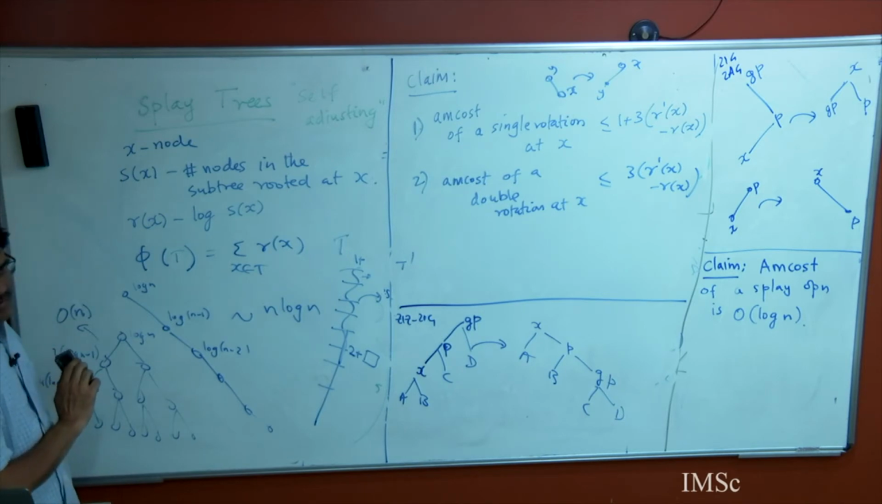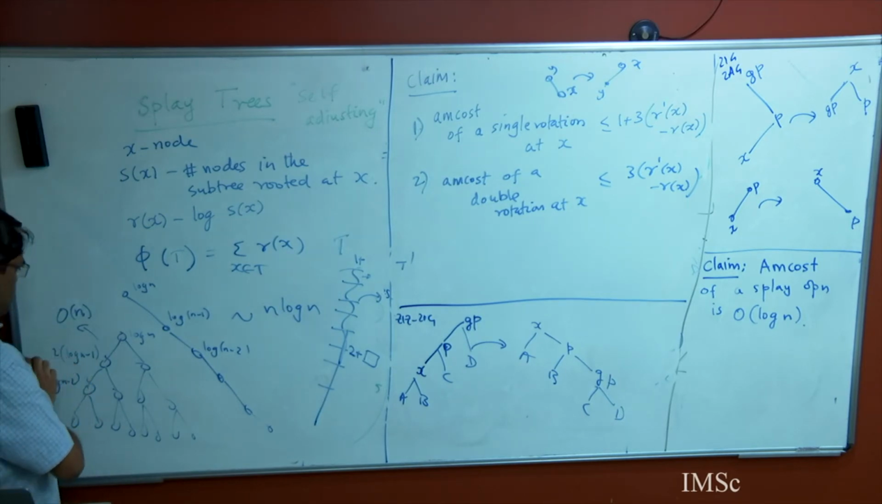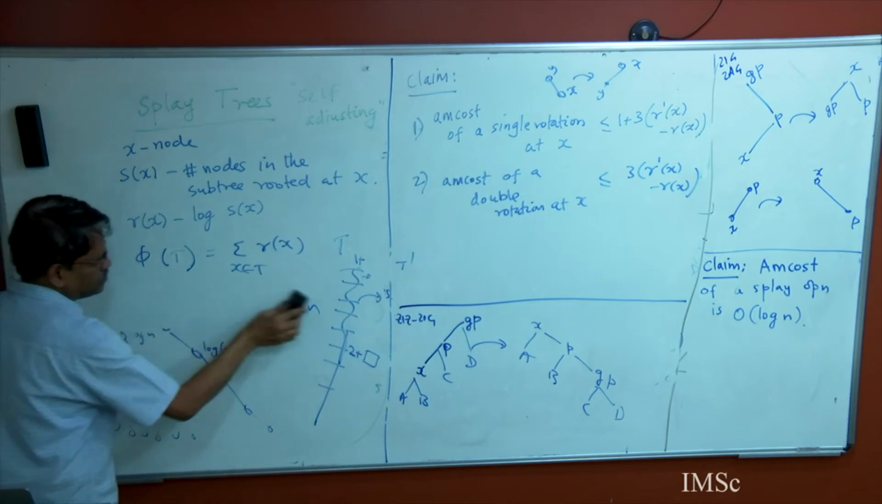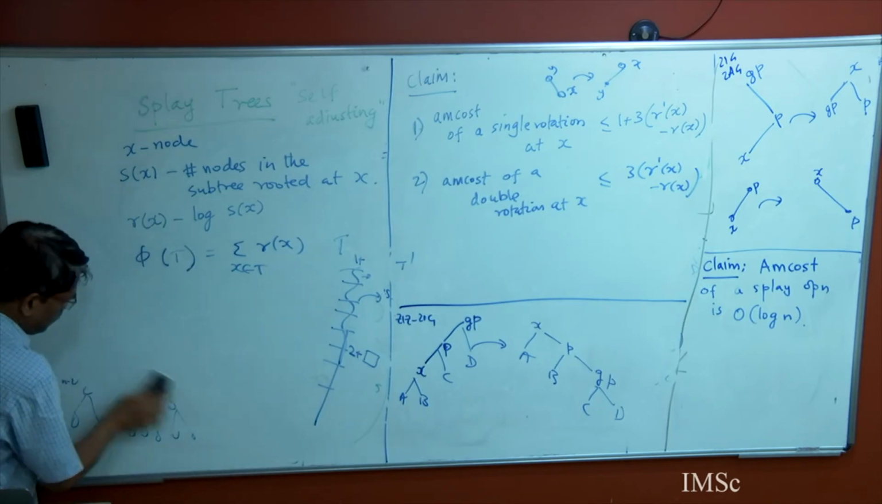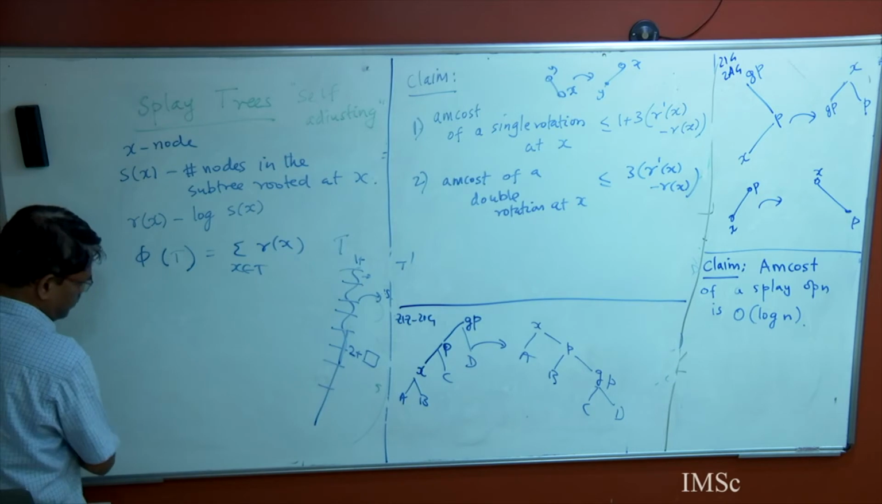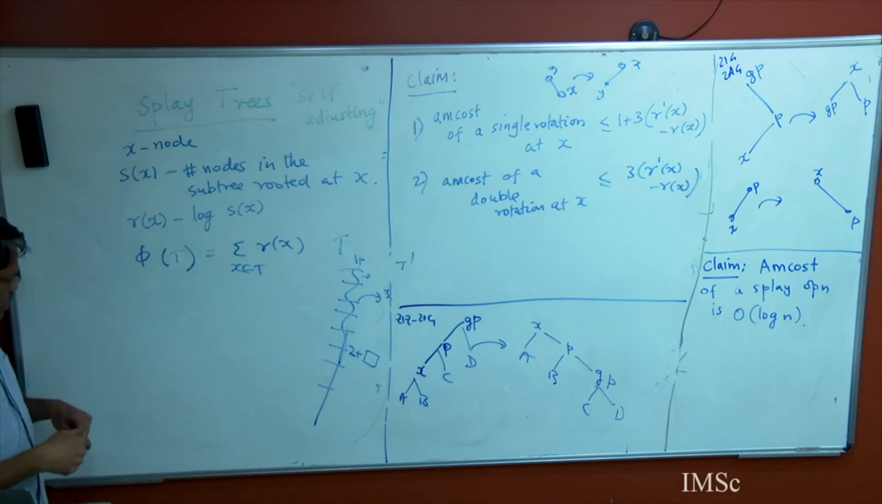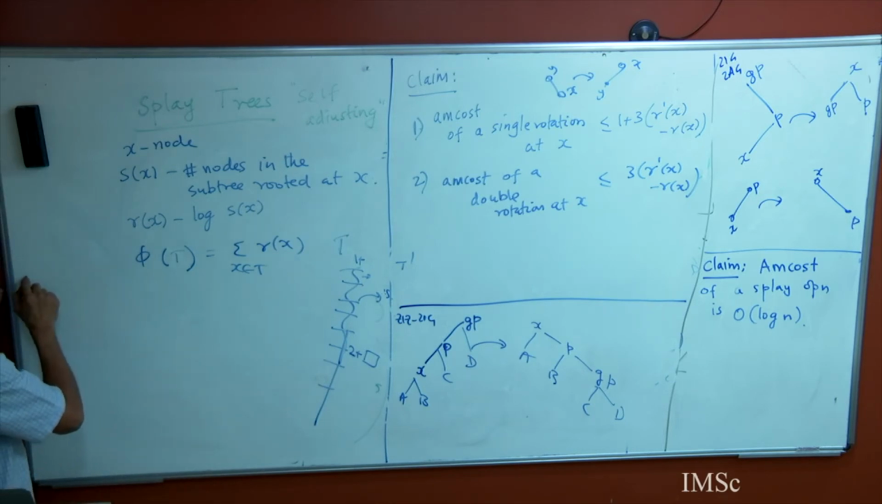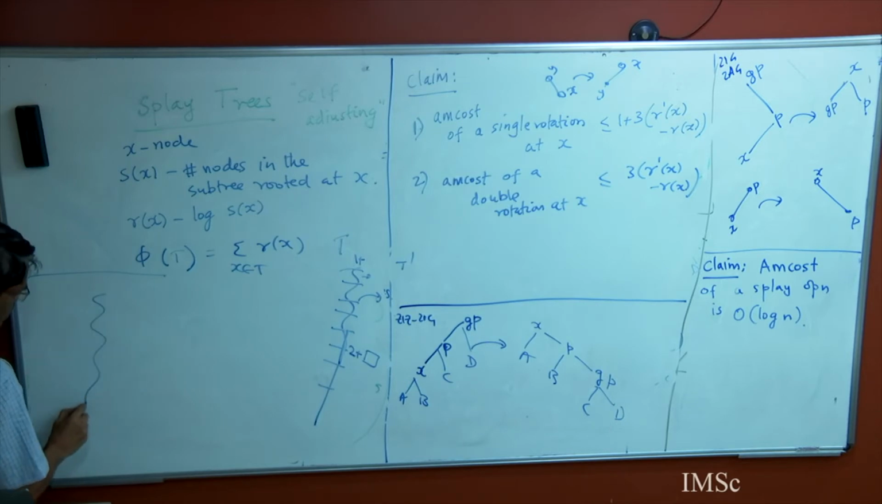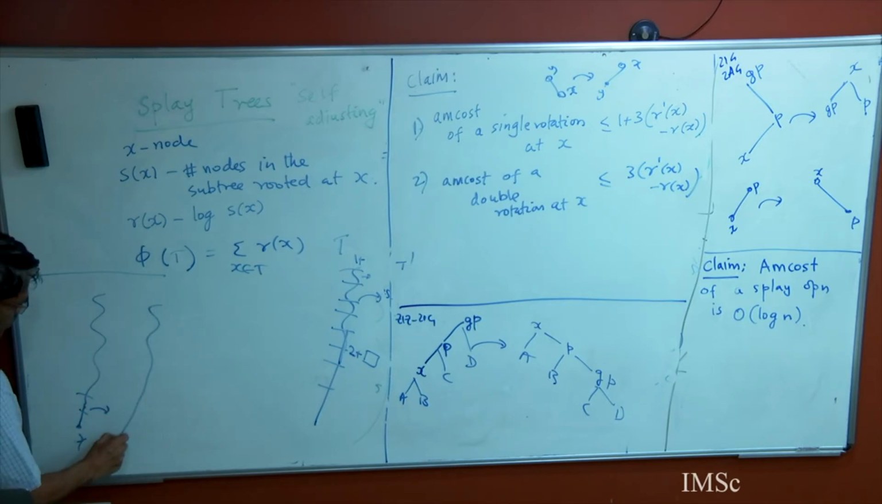And I claim that this is enough to show. Let's see what it is, right? So let's say I'm doing my Splay at this node x. Okay, so I do a double rotation, and I get a new tree. And remember, x goes to the root, and some other, maybe it's like this.